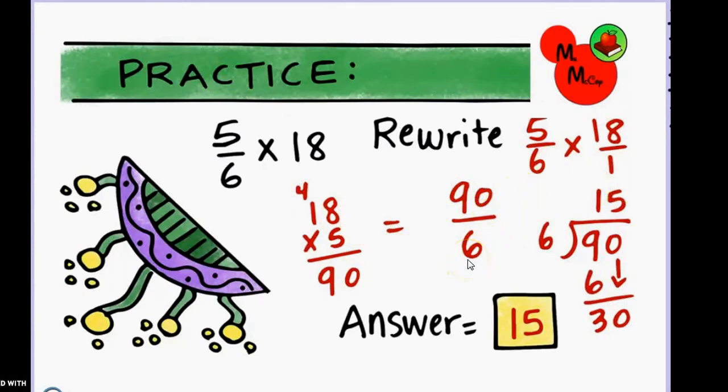So your answer is 90 over 6, but that's not in the simplest form. So we'll divide the denominator into the numerator, and 6 will go into 90 15 times. Okay, so your answer would be 15.